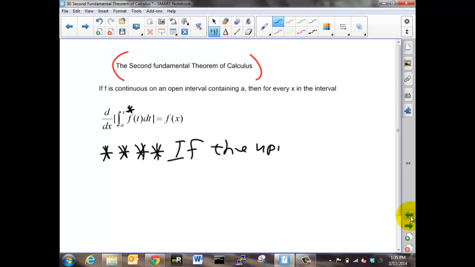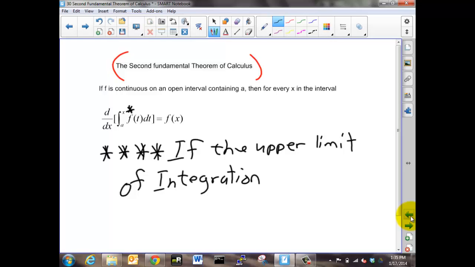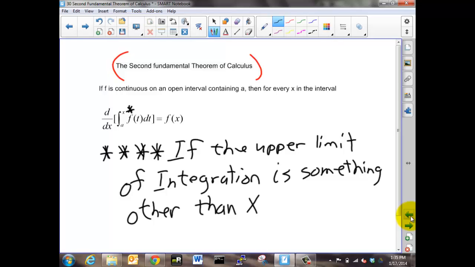If the upper limit of integration is something other than x, comma, so it'd be different even with x squared. That's right, it'd be different even with x squared.